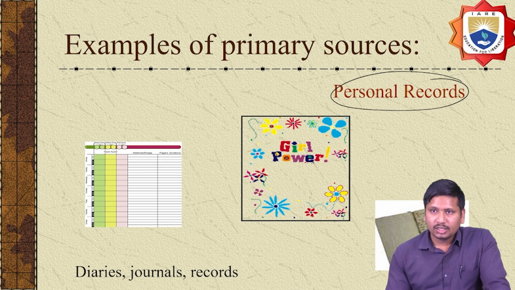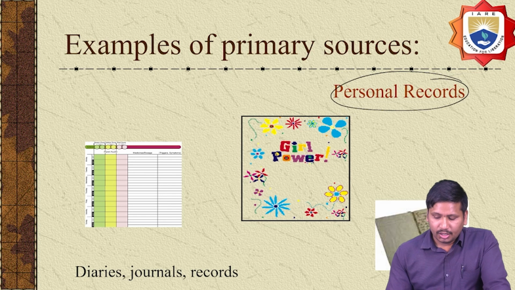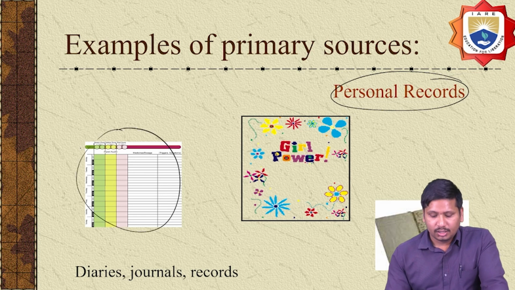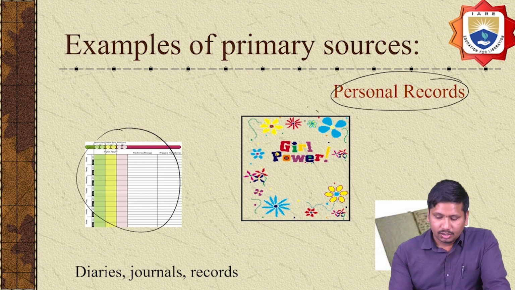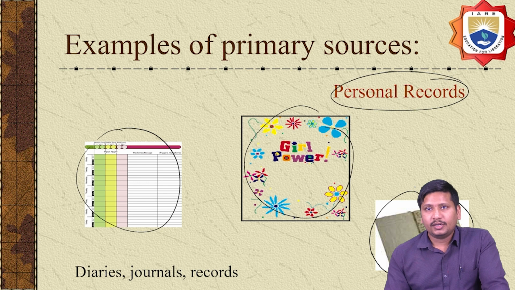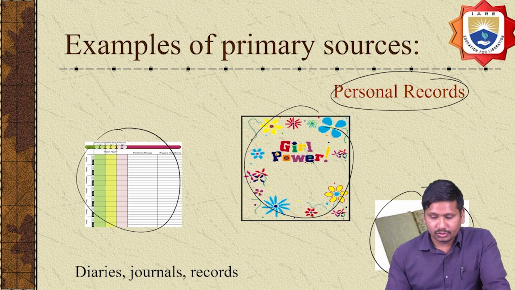Since each and every person writes his own diary, journals, and records, these are all personal records. So the personal record of each and every individual is an example of a primary source.